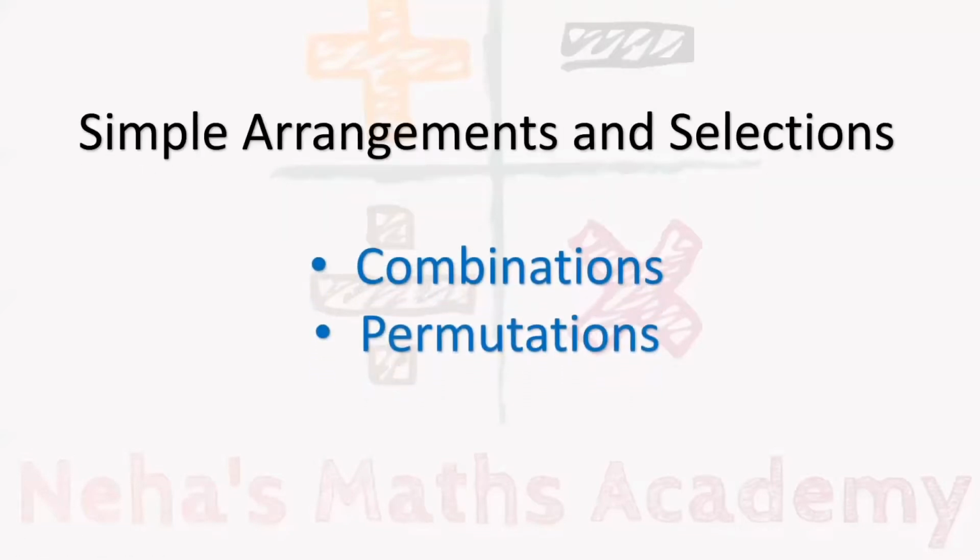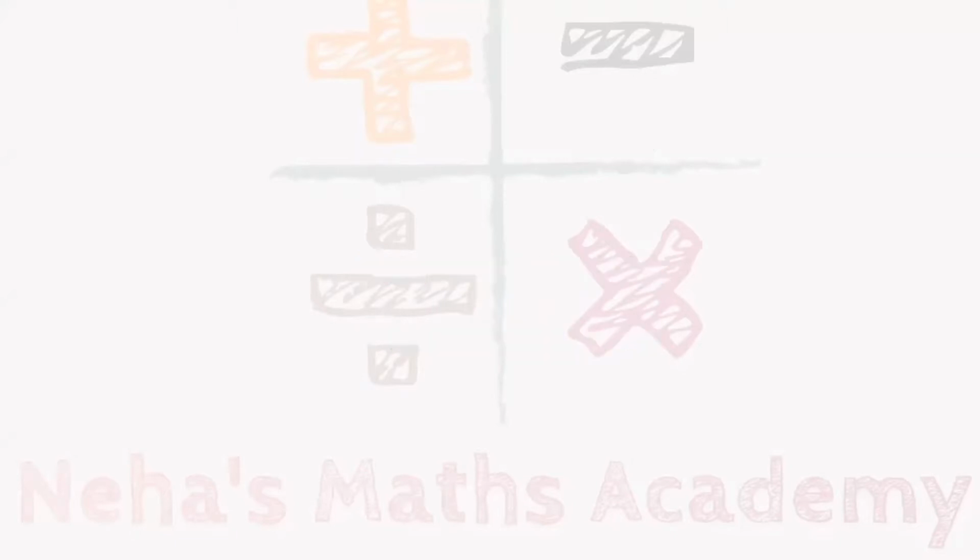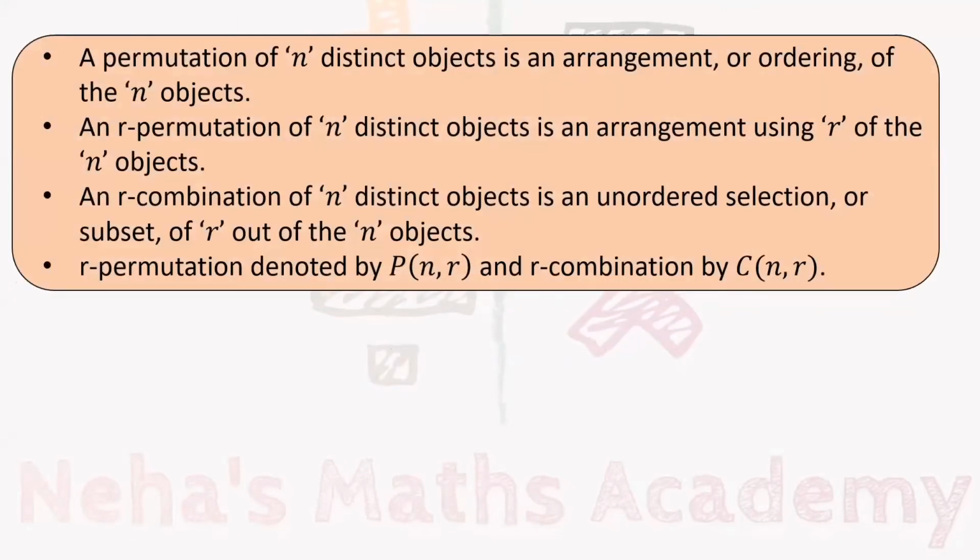In this video, we are going to learn simple arrangements and selections, that is, combinations and permutations. Let's see some points before moving to examples. First point is, a permutation of n distinct objects is an arrangement or ordering of the n objects. An R permutation of n distinct objects is an arrangement using R of the n objects.